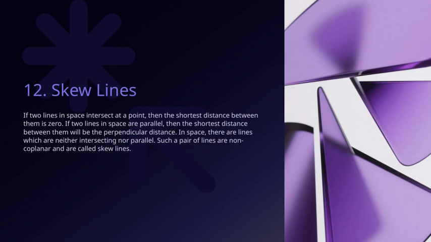But things get more interesting when we consider lines that are neither intersecting nor parallel. These lines are called skew lines. Skew lines are non-coplanar, meaning they don't lie in the same plane, and they don't intersect or run parallel. Understanding skew lines helps us see the complexity of spatial relationships beyond simple intersections and parallels, and it's a key concept as we explore three-dimensional geometry and how objects relate in space.